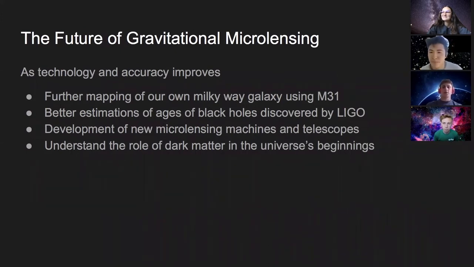For the future of gravitational microlensing, essentially, as technology and accuracy improves, we're going to be able to do a lot more. One of the things that we're doing now that we're going to be able to do more accurately in the future is mapping our own galaxy using the background of the M31 or Andromeda galaxy. We'll also be able to better estimate ages of black holes discovered by LIGO, which is a very accurate microlensing telescope. And then as we build more telescopes, we'll be able to increase the fleet size, which will allow us to discover more data and miss out on a lot less of phenomena happening in the universe, and also be able to understand dark matter if it is black holes or if it's not in the universe's beginning.